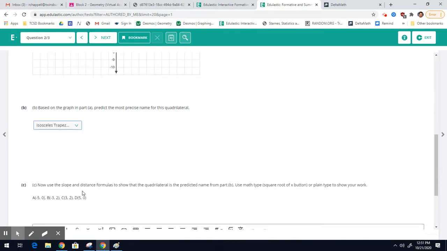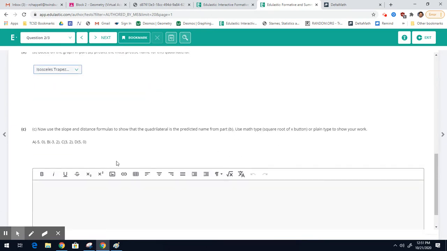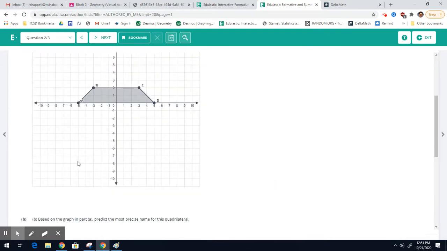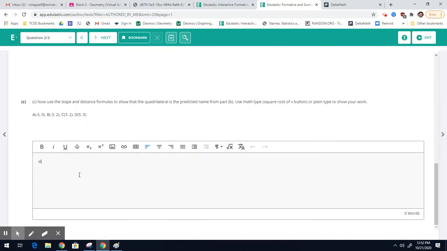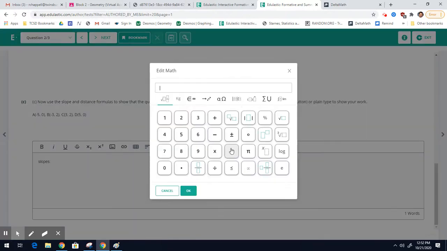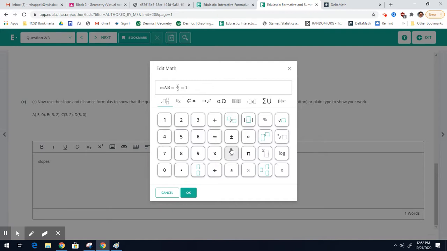All right. And I'll do it down here with some math type. Remember, you can also just use the plane type, but I'll use math type. So to get the slope of AB, I'm going to count rise over run. Up 2, right 2. So that's a slope of 2 over 2. So I'll come down here. Again, I'm going to type the word slopes just so I know I'm finding the slopes right now. I'll use an M for slope. So slope of AB equals 2 divided by 2, and that simplifies to 1.